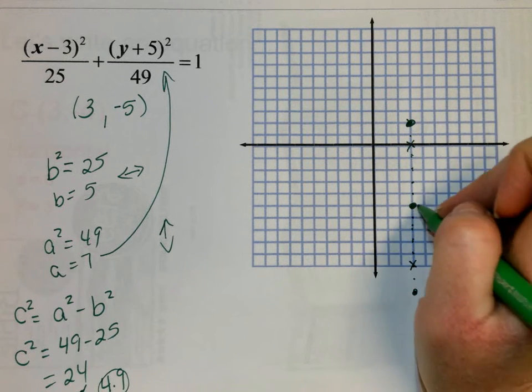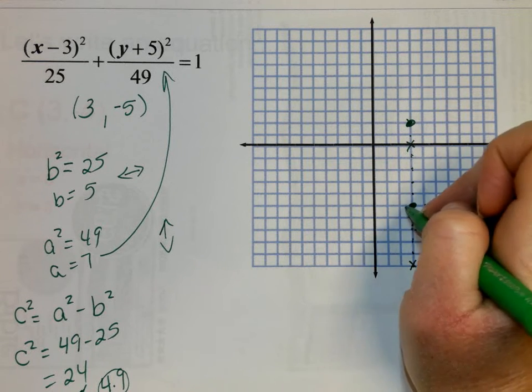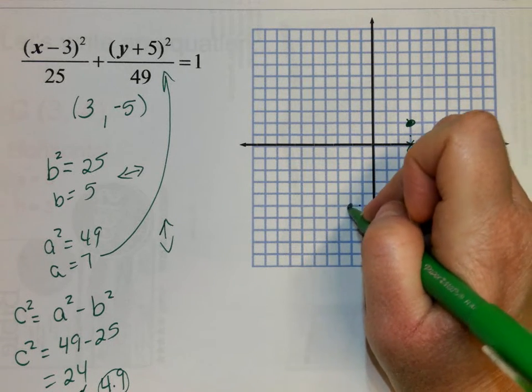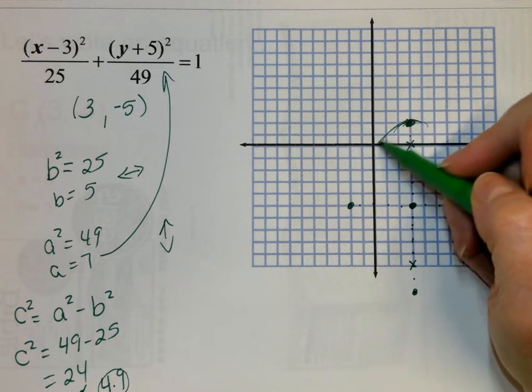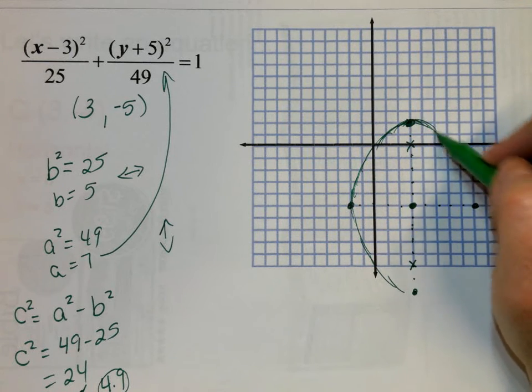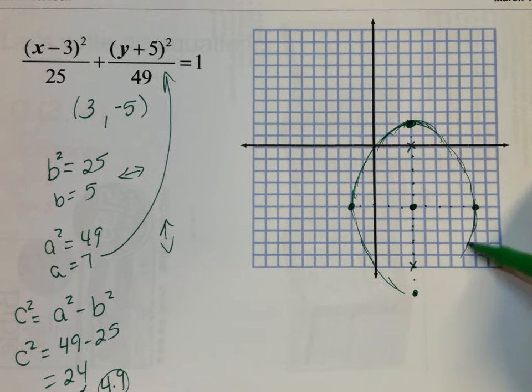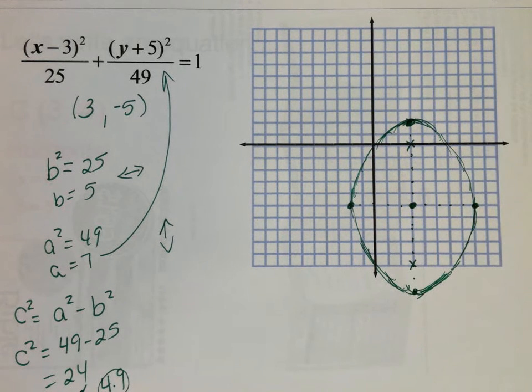And then I need to go 5 left and right. 1, 2, 3, 4, 5. And 1, 2, 3, 4, 5. And I am able to draw my ellipse again. Here it goes. Here's my ellipse. Again, try not to make it too flat. There we go. Not too bad. And there's my ellipse. All right, let's see what's next.